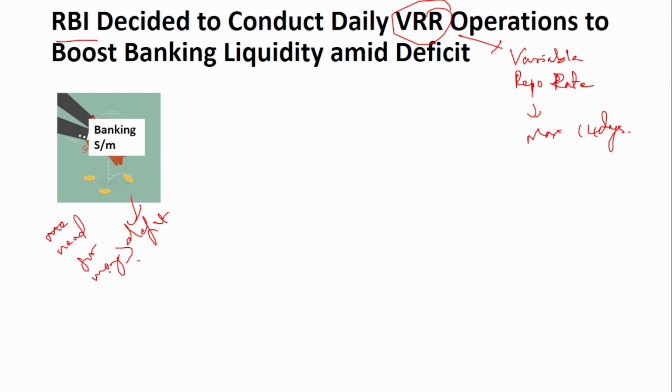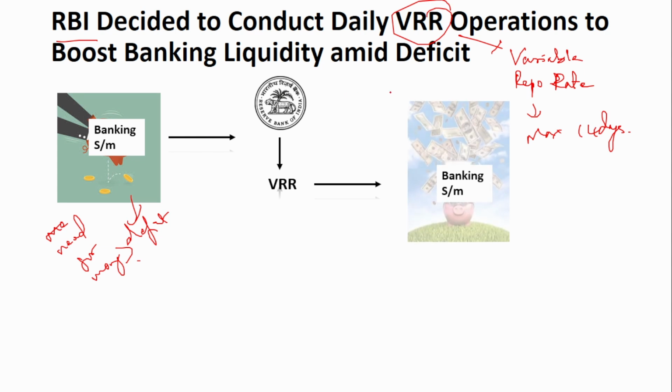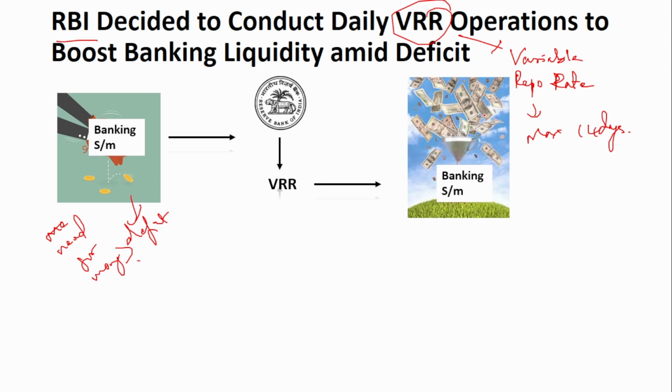So, liquidity deficit. We know what deficit generally means: when the expense is more than the income. Similarly, when the demand for money is more than the money that is actually in the system, it is called a liquidity deficit. The RBI had observed this liquidity deficit in the banking system, and that is why it decided to conduct this variable repo rate operation. Through this operation, the RBI would be able to inject liquidity into the banking system.